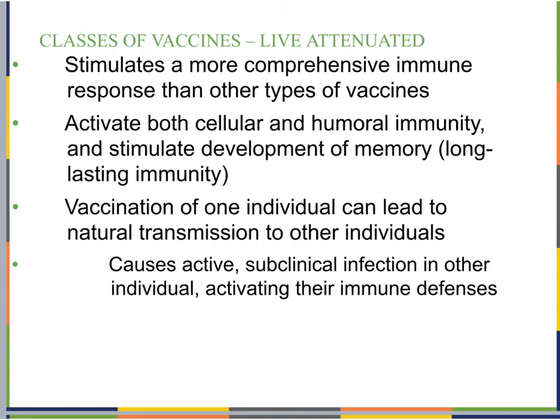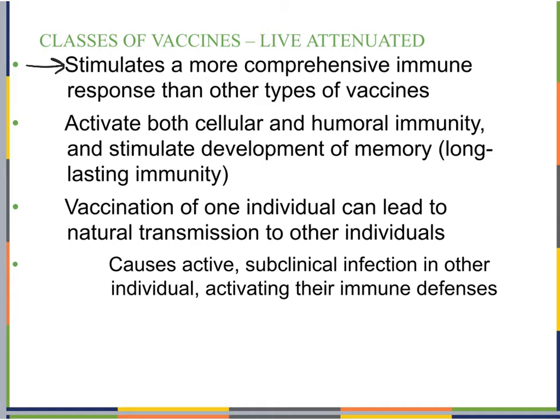So when we have our live attenuated vaccines, this is one option, right? And we're going to look at all the different options. But when we use live attenuated, what we found is that it stimulates a more comprehensive immune response than our other types of vaccines. And this is because it is an actual live pathogen, and our body sees it that way. So if our body sees that we have this actual live pathogen in our bodies, it's going to mount a pretty large immune response to it.